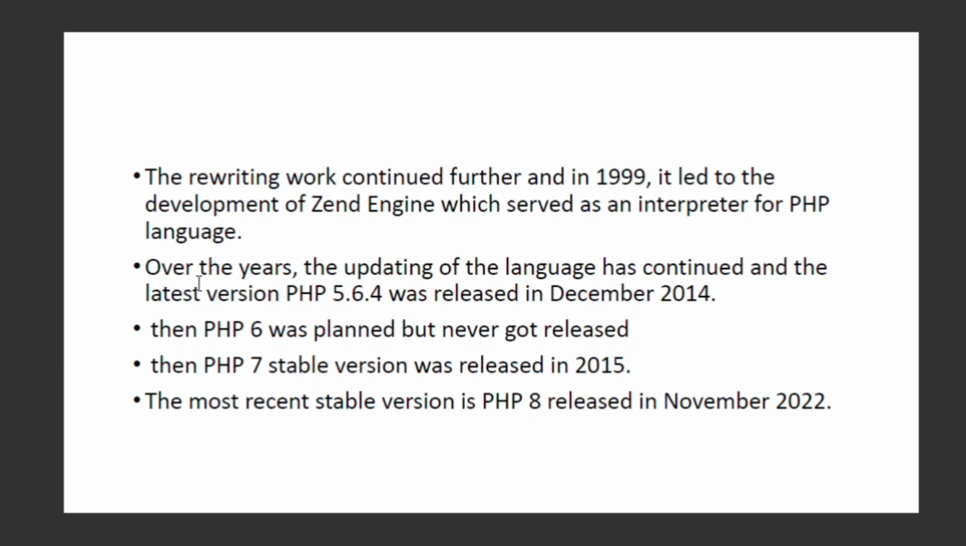Over the years, the updating of the language has continued and the version PHP 5.6.4 was released in December 2014. PHP 6 was planned but never got released. Then the PHP 7 stable version was released in 2015. The most recent stable version is PHP 8, released in November 2022.